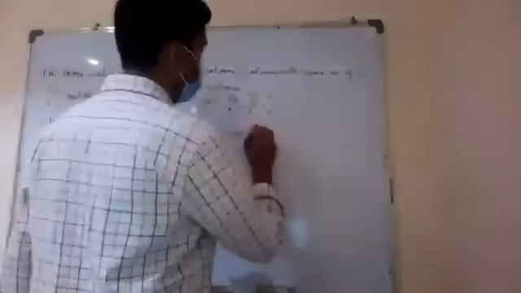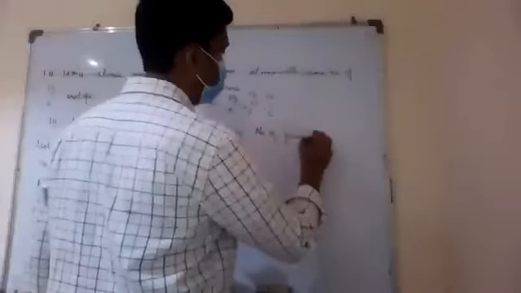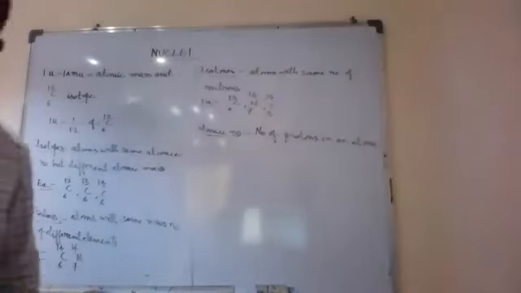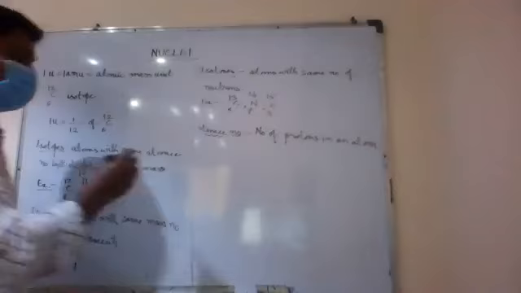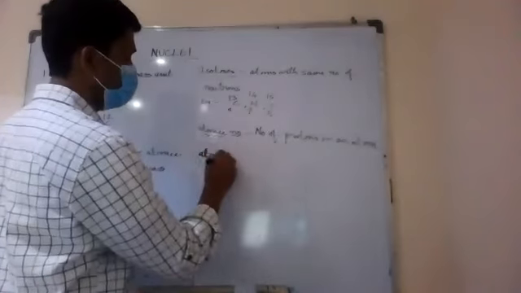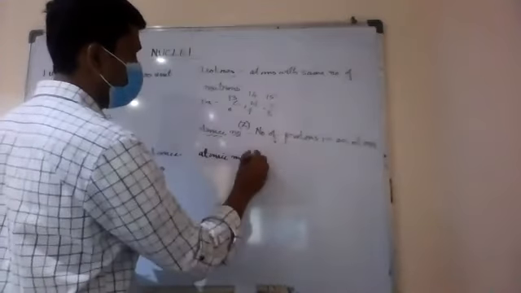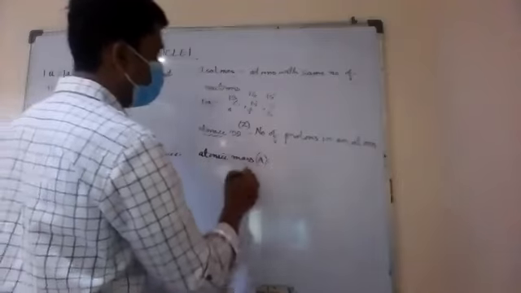Okay, atomic number means number of protons in an atom. Number of protons in an atom is said to be atomic number. Atomic number is represented by Z. Atomic mass is represented by A.